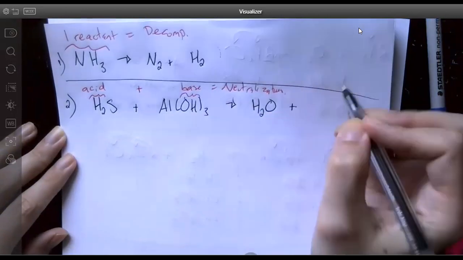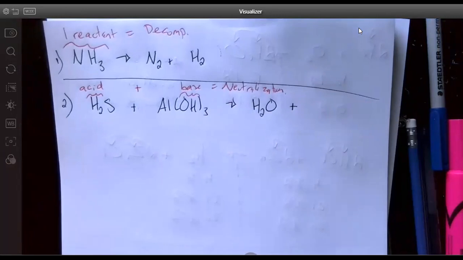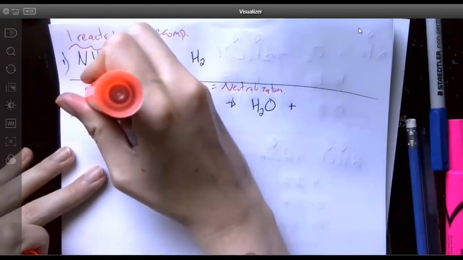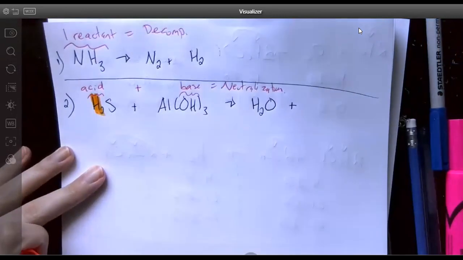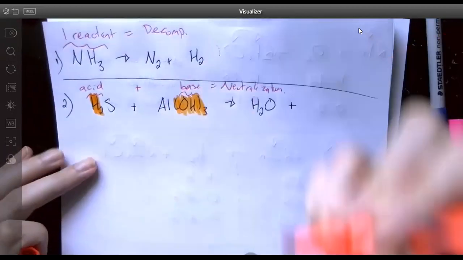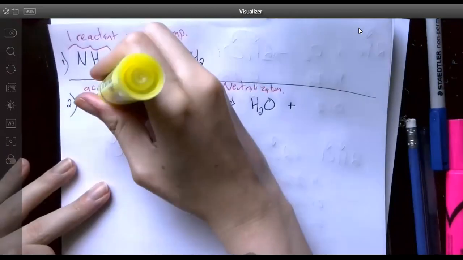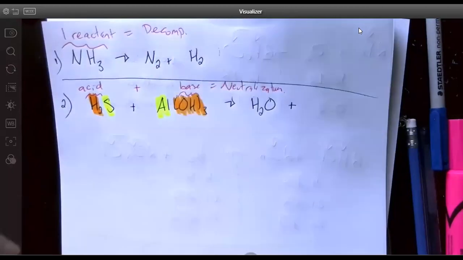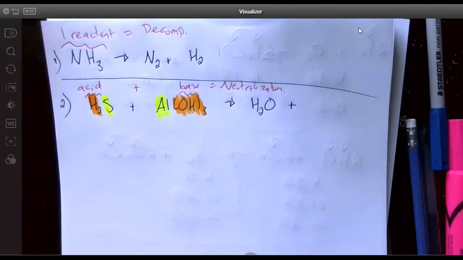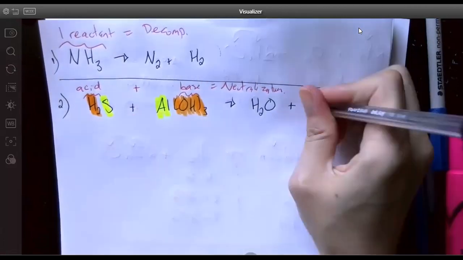And then to figure out what our other molecule is going to be, all we do is we get rid of the H's at the front of the acid, get rid of the OH's in the base. Whatever is left over, so in this case, the S and the Al, that is going to become the salt. And all we have to do is write our metal first and then our non-metal.